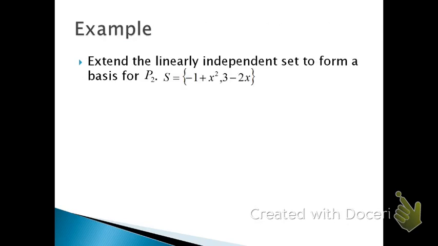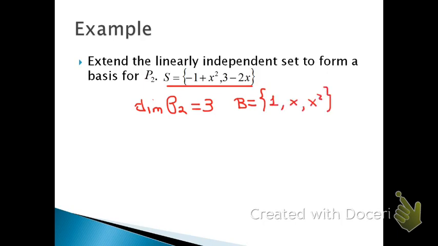In this case, we have a set of vectors, S, that is in P2, but is not a basis for P2. And we know that it's not a basis for P2 because the dimension of P2 is equal to 3. Now, how do I know that? If we look at the standard basis for P2, it contains the following: 1, x, and x squared. It contains 3 elements, just as the standard basis for R3 contains 3 elements. Hence, S in this case is not a basis, but we're going to extend it to make a basis, and I'll show you how.